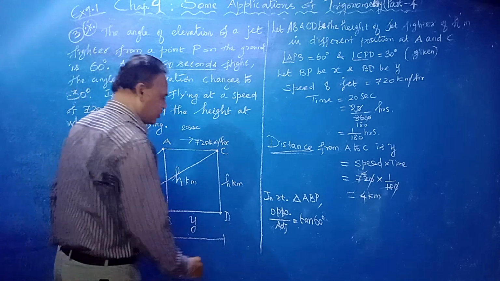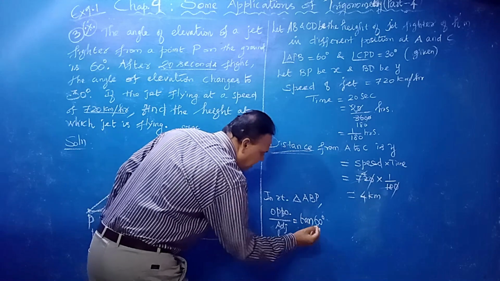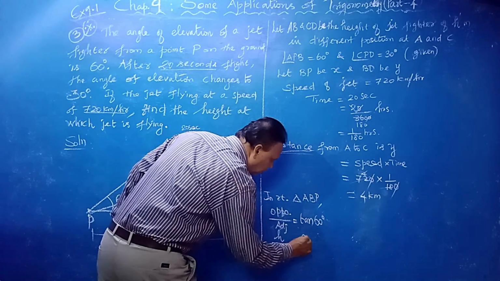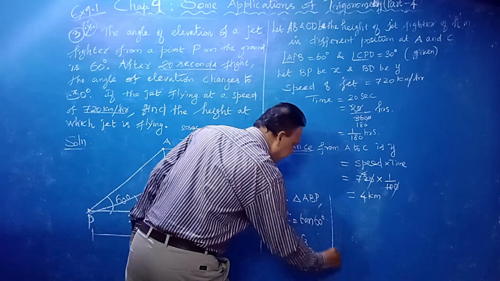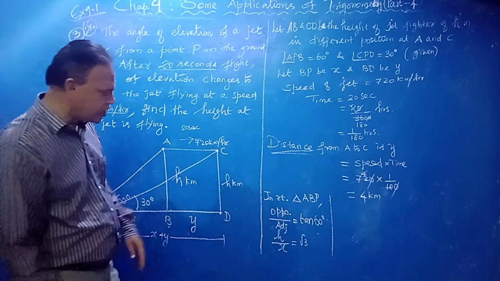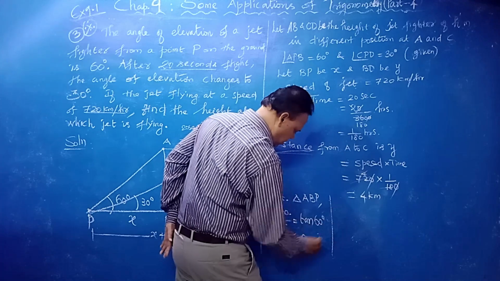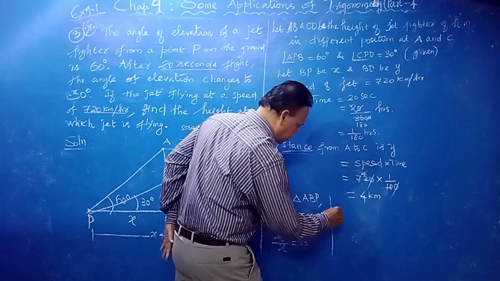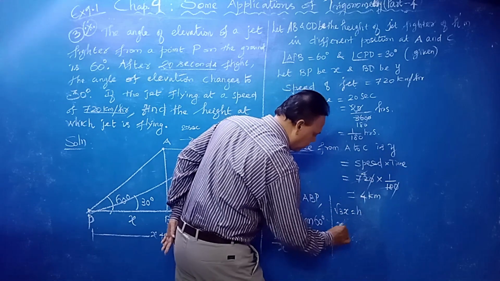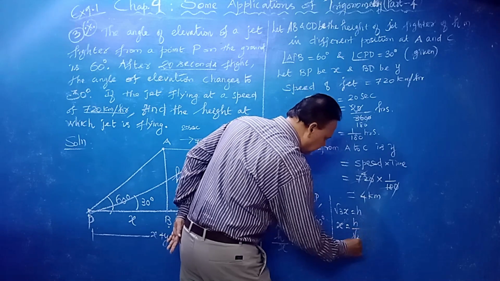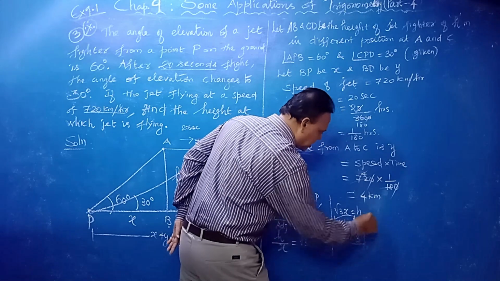What is the opposite side here? H. What is the adjacent side? X. That is equal to tan 60. You know what is tan 60? Root 3. Therefore, cross multiply: root 3x is equal to h. Now x is equal to h by root 3. X you got it. Understand?